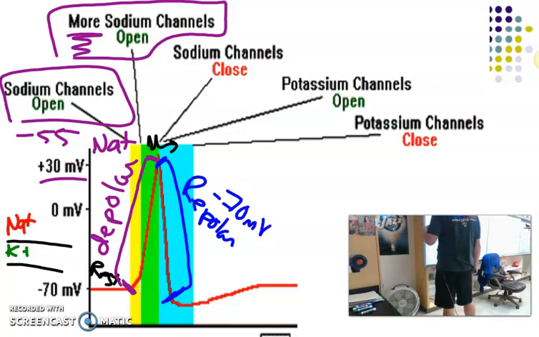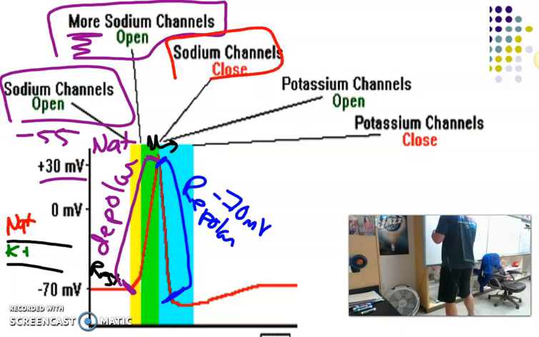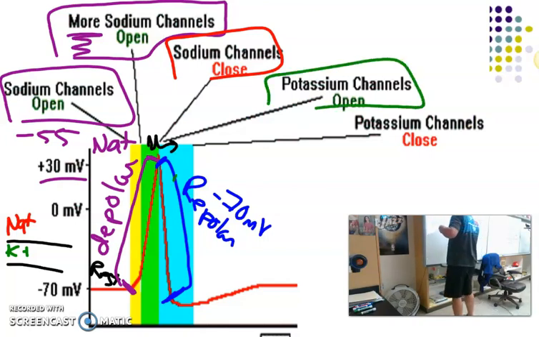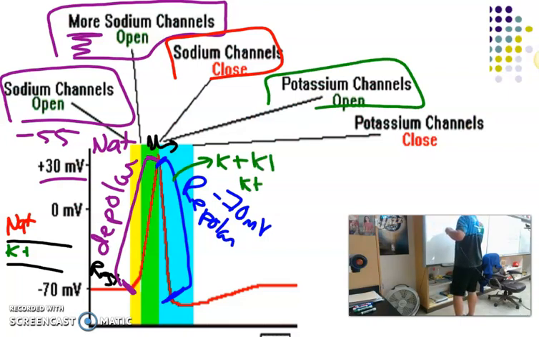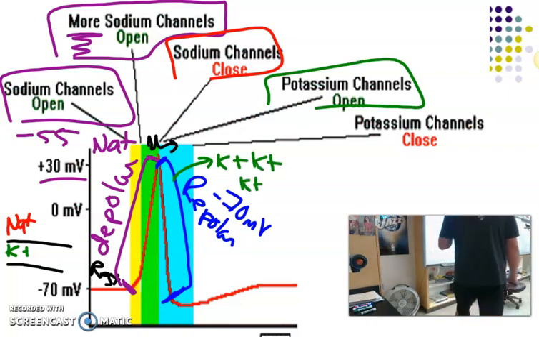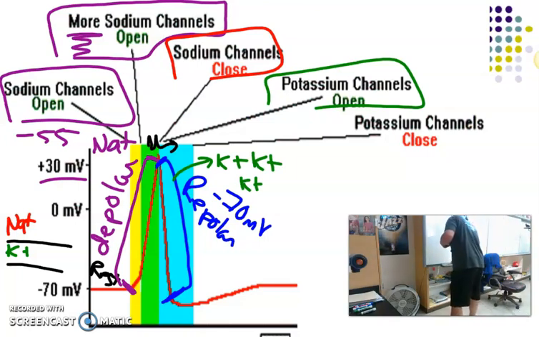The problem is sodium gates close, which means I cannot move sodium. So instead, now I'm moving my potassium. So now potassium gates open, and potassium starts to leave in hordes and amounts. But why it does this, the nerve temporarily cannot fire. They call that refractory. So then finally I get down to here. Let's go ahead and do it in black. This right here is called recovery.